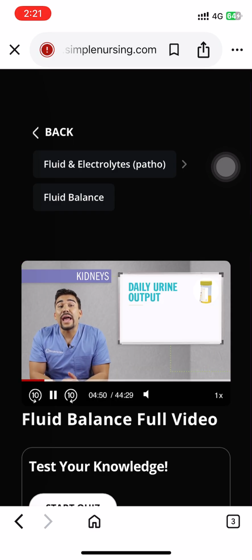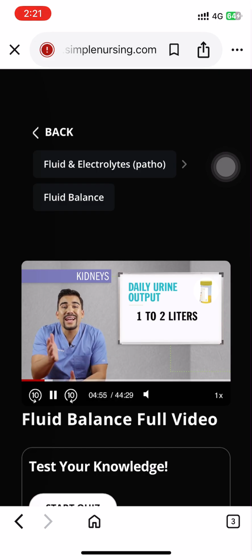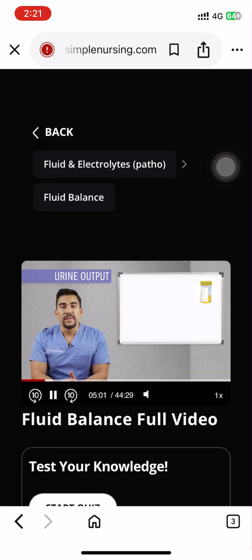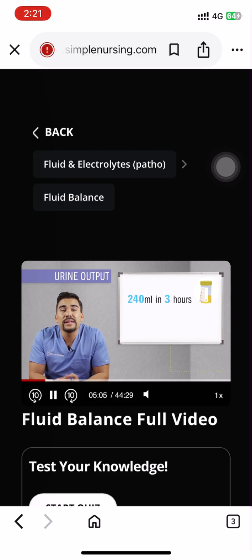Now, normal daily urine output is 1 to 2 liters in a normal, healthy adult. Now, technically speaking, 1 mL of urine per kilogram of body weight per hour for all age groups. Now that's just really fancy words for about 240 mLs of urine in 3 hours. Basically 8 ounces or 1 cup of urine in 3 hours.